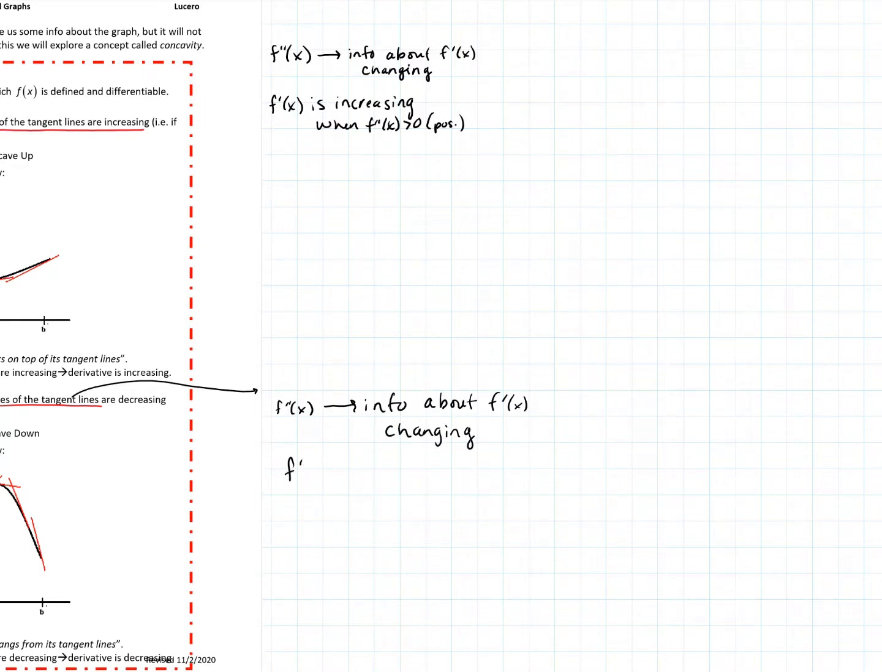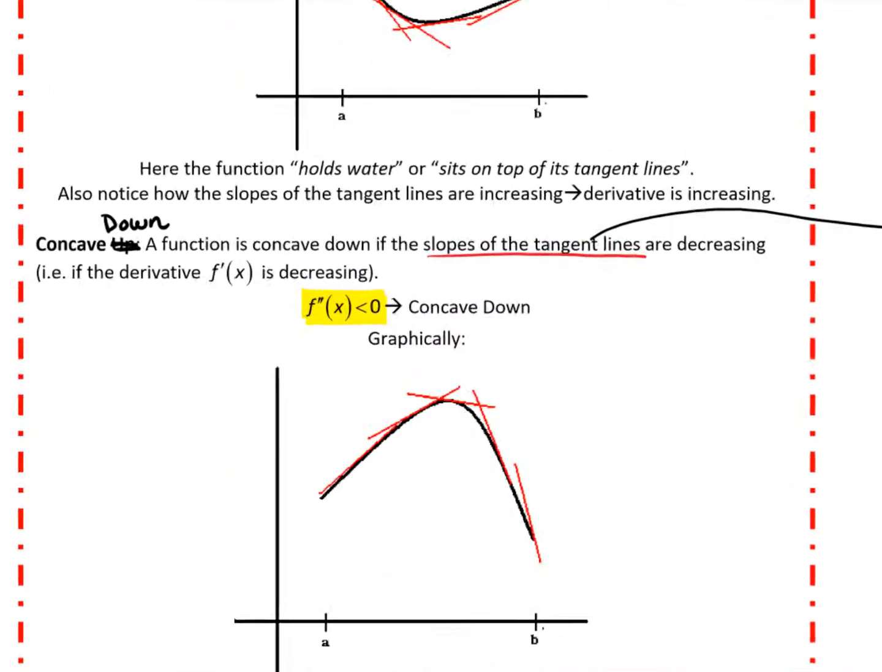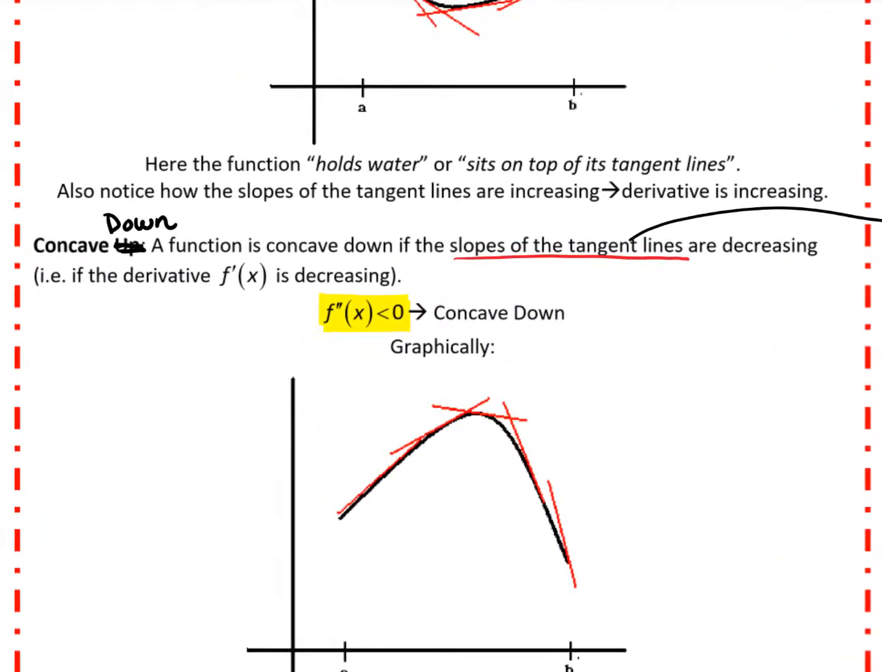So f prime of x is decreasing when the second derivative is less than 0, when it's negative. When the second derivative is negative, that's an indication that the first derivative is decreasing. Slopes of the tangent lines are decreasing. Okay, so we've got the visual, we've got the definition of concave up, concave down.